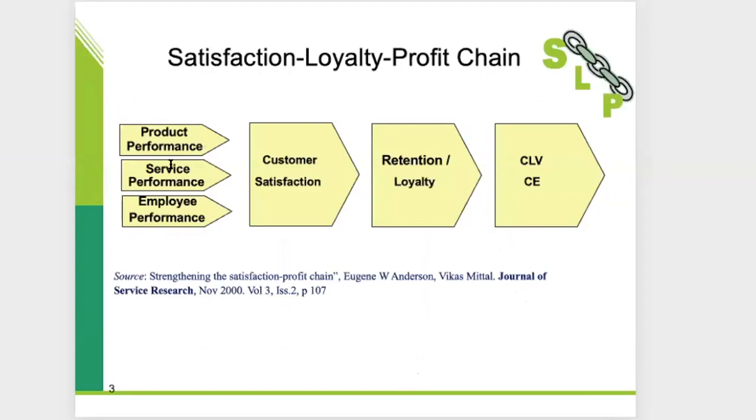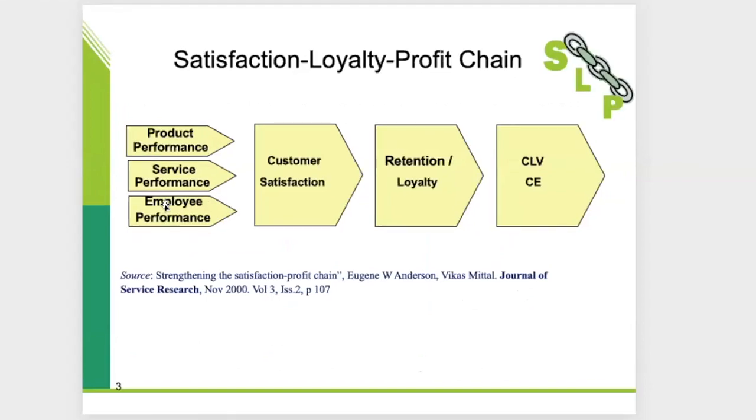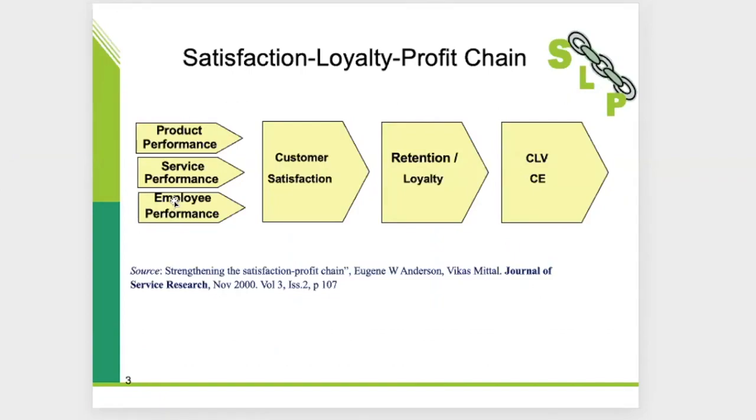Antecedents of satisfaction are actually the performance. So we evaluate our experience in terms of product experience, in terms of service experience, in terms of employee performance, how the employees perform the services. So for example, if we take an airline, we clearly evaluate performance, how the flying attendants produce the service, and it influences directly our satisfaction.